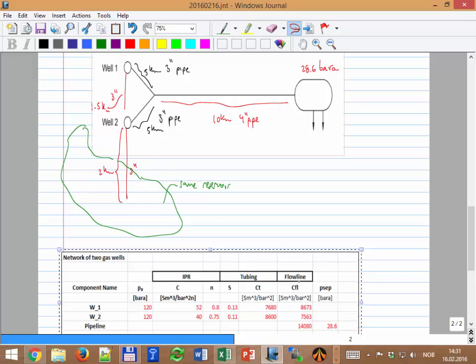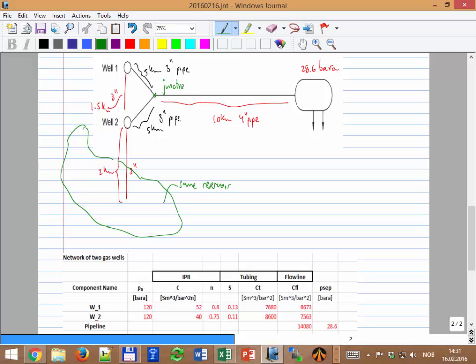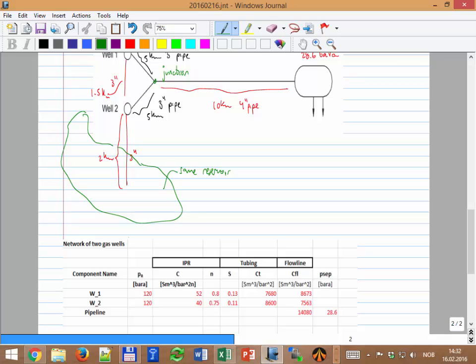Then you have a flow line, 5 kilometers all the way, reaching a point that we're going to call a junction, J. Okay. And then from there we have a pipeline. Actually, we put it here to use the space.